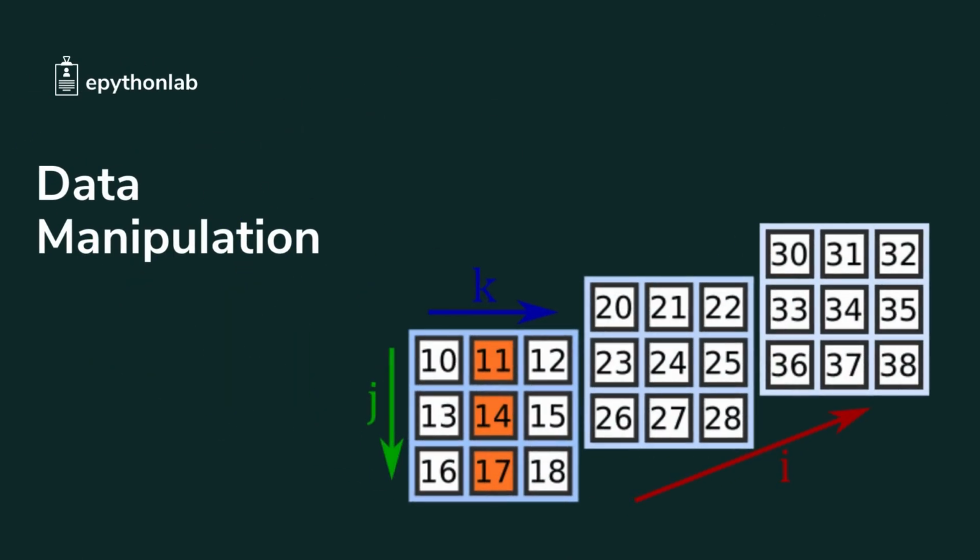The first one is data manipulation. NumPy provides efficient and convenient structures like arrays for storing and manipulating large datasets. It also allows for easy indexing, slicing, reshaping, and combining of arrays, which makes it essential for data pre-processing tasks in fields like machine learning and data analysis.